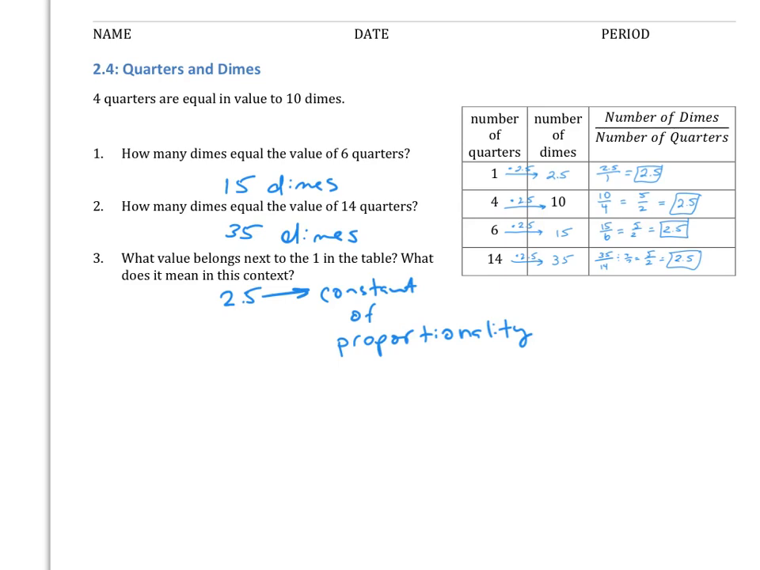Now, if we recall, what does this mean in this context? We need to be very specific, and we're talking about quarters and dimes. So we are saying that for every 1 quarter, there are 2.5 dimes. So that's what it means in this context.